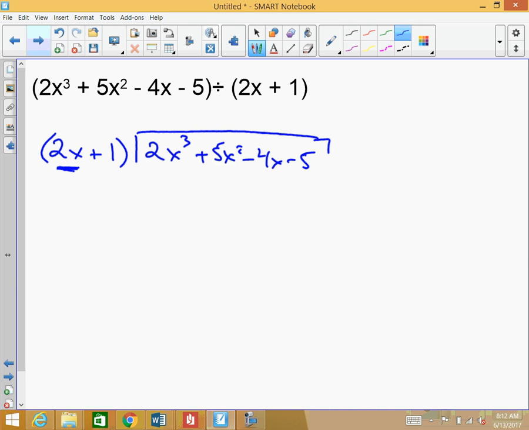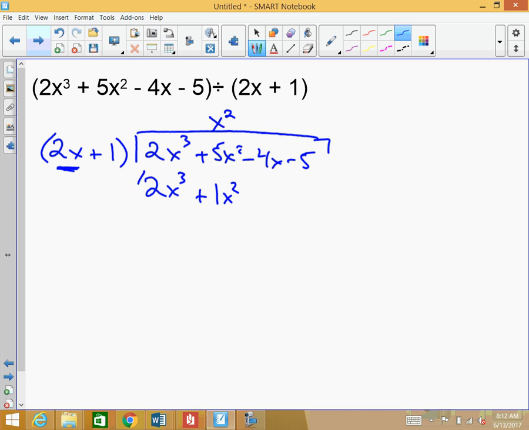So right off, I'm looking at the first term, this 2x, and looking at the first term over here, it's 2x cubed. So I have to think about what I have to multiply 2x by to get 2x cubed. Well, that's just 1x squared. So 2x times x squared gives me 2x to the third. 1 times x squared gives me 1x squared.